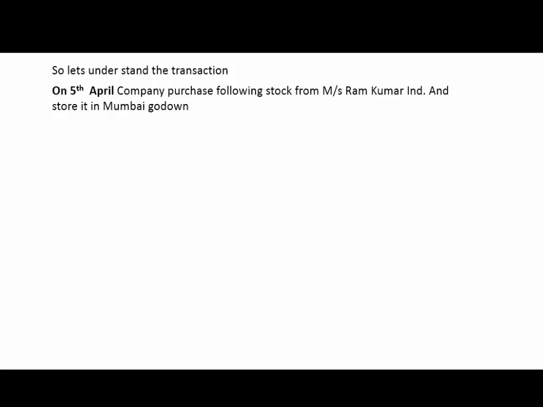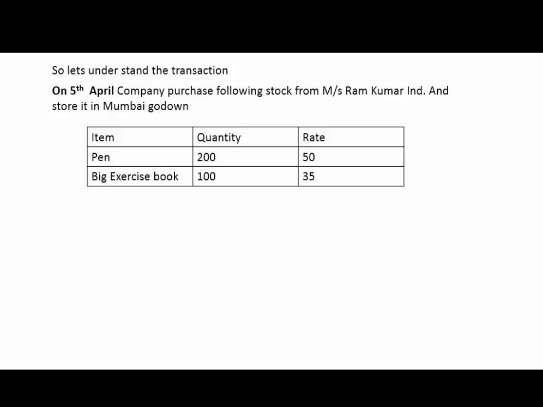On 5th April, the company purchased the following stock from Messrs. Ram Kumar Industries and stored it in Mumbai Godown. The items are pen, 200 quantities at rate 50 rupees each. Then big exercise book, 100 quantities and the rate will be 35 rupees each.